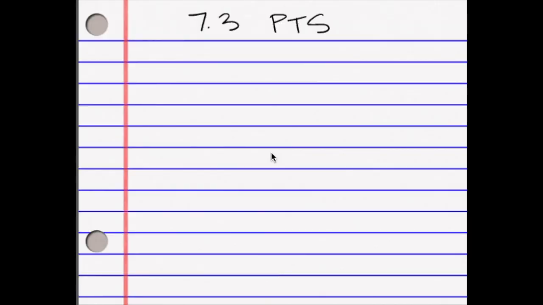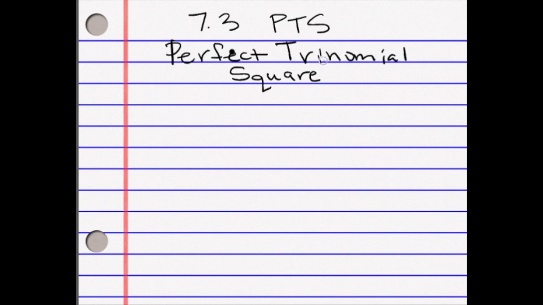We're covering 7.3, and I put PST because PST stands for perfect trinomial square. So you will hear myself and a lot of other math teachers call it a perfect trinomial square.